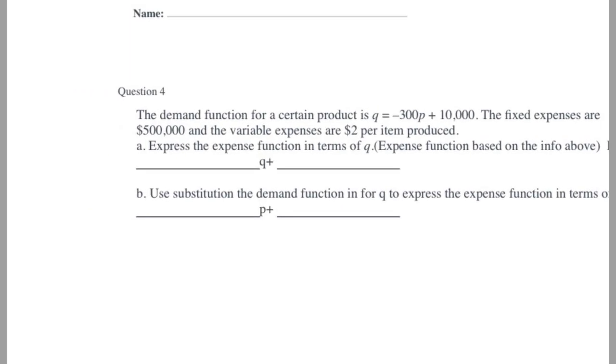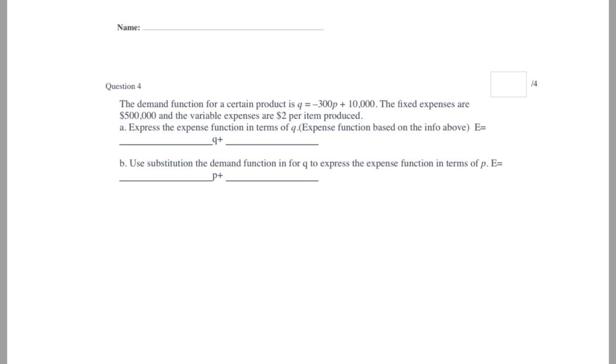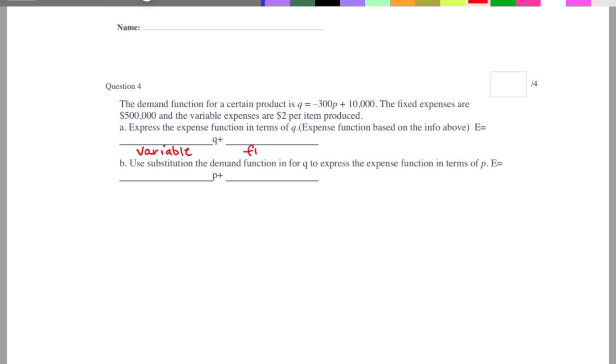Let's go here to our demand function. The demand function for a certain product is Q equals negative 300P plus 10,000. The fixed expense is 50,000. The variable expense is $2 per item. Express the expense function in terms of Q. So the expense function in terms of Q is going to have your variable cost right here and your fixed cost here. So what does that look like? That looks like Y equals 2Q plus 50,000.